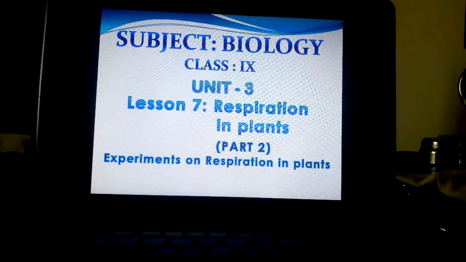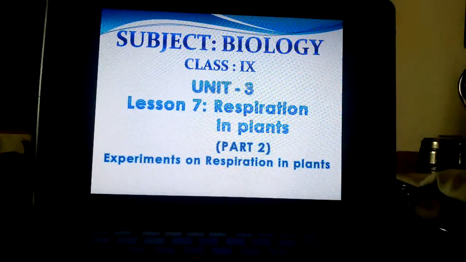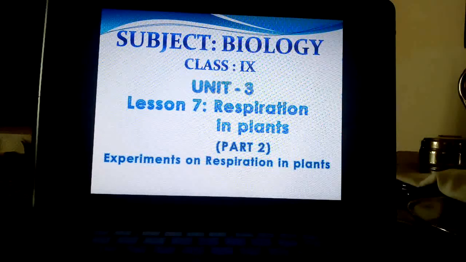Science or biology means in your mind you have so many things, like experiments. You are very much interested in doing experiments, isn't it, children? So many times we have gone to the laboratory and did so many experiments, isn't it? Now we are going to learn a few experiments on respiration in plants.